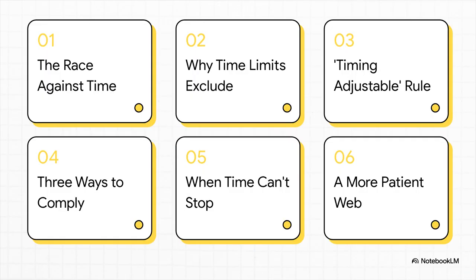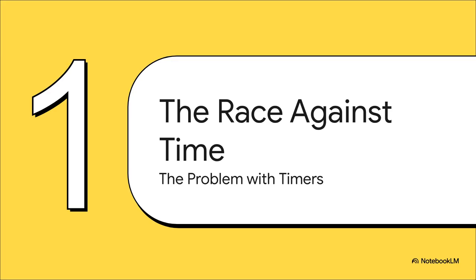So, here's our game plan. First, we'll look at the problem itself, this race against time. Then we'll dig into why these time limits are so exclusionary. After that, we'll get into the solution, the timing adjustable rule. We'll cover the 3 main ways to comply with it, talk about when it's okay for time not to stop, and then wrap it all up with what this means for building a better, more patient web. All right, let's dive right in.